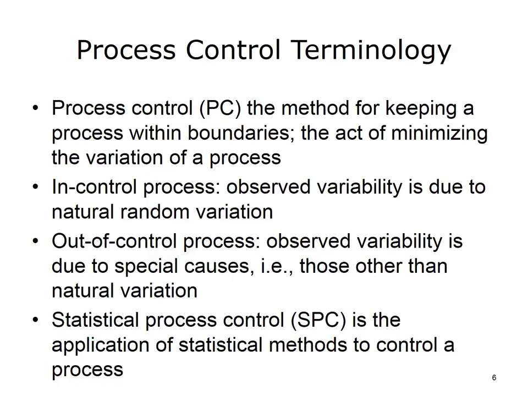The term process control has a specific meaning in statistics and quality engineering. The American Society for Quality, ASQ, defines process control as the method for keeping a process within boundaries, the act of minimizing the variation of a process. ASQ defines an in-control process as a process in which the statistical measure being evaluated is in a state of statistical control. In other words, the variations among the observed sampling results can be attributed to a constant system of chance causes.